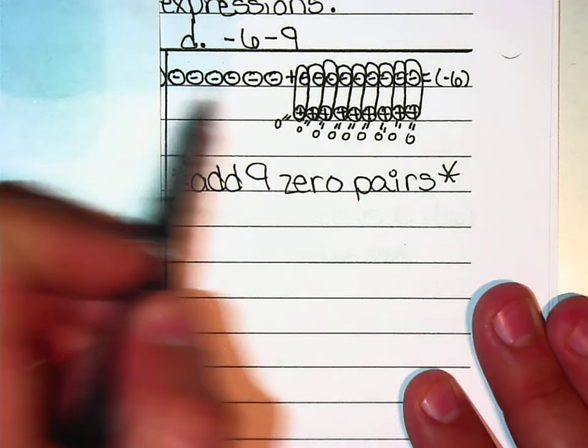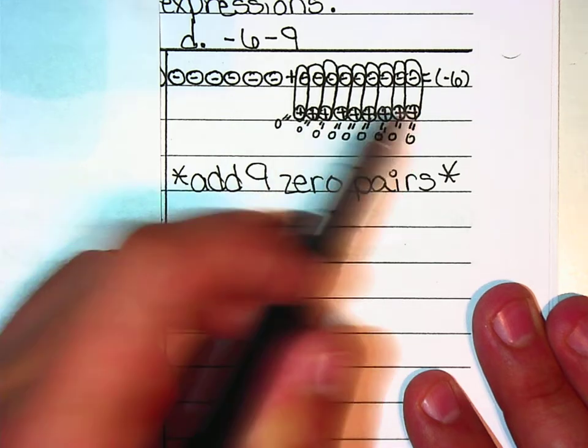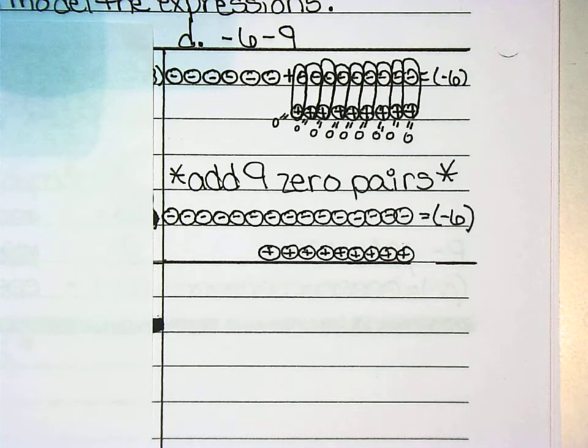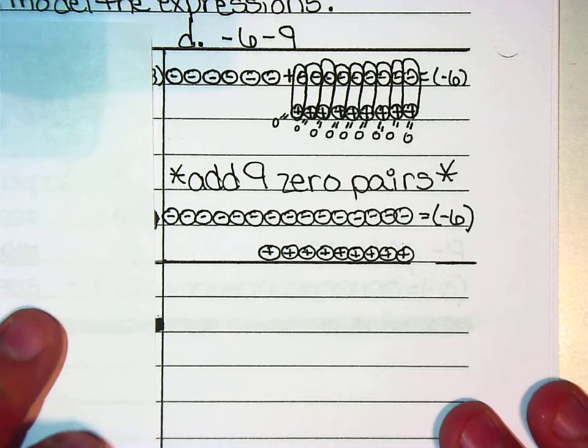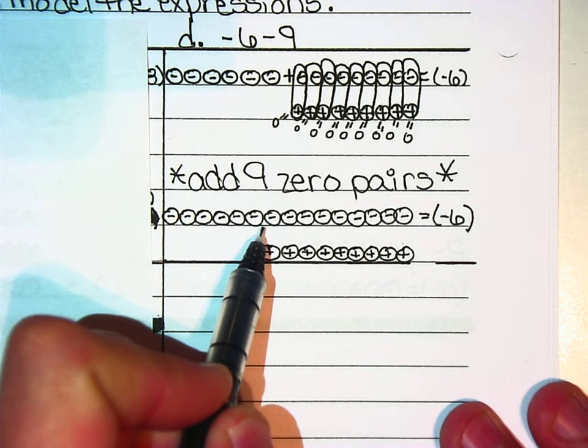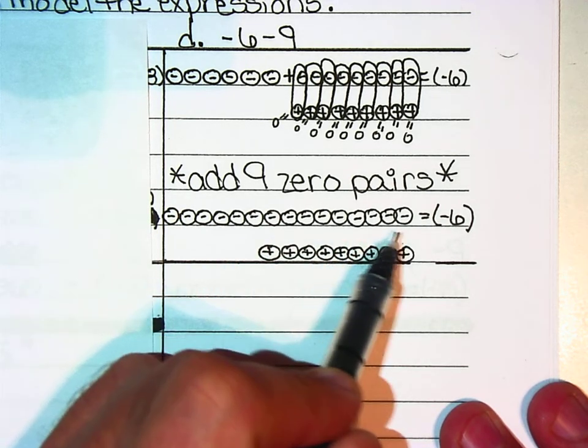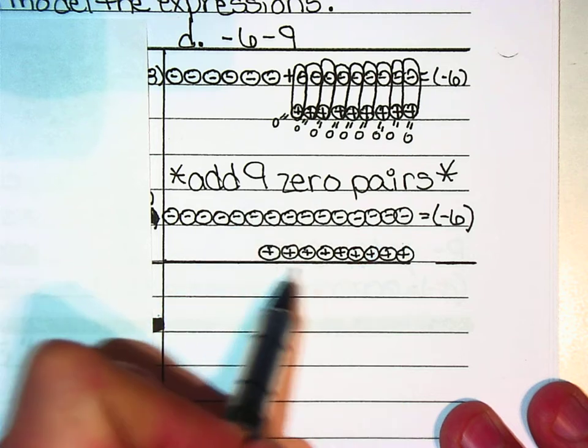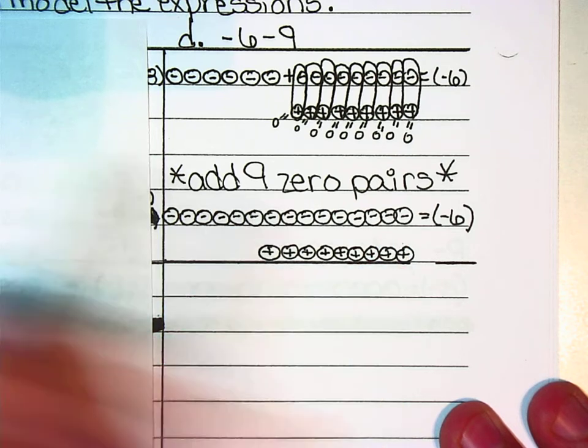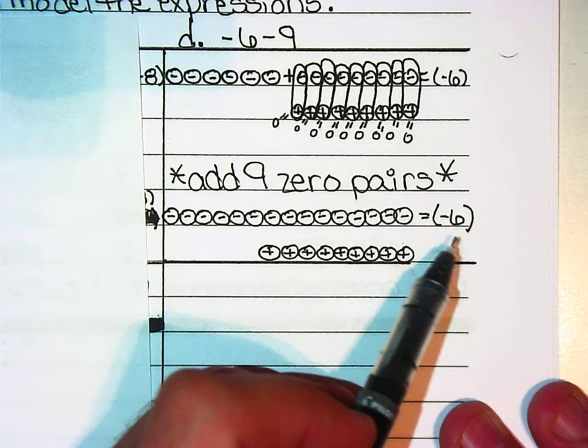Now I'm going to redraw this picture so all my negatives are in one row and all my positives are in another row. When I do that, I get this picture. I have a row of the 6 negatives I started off with, plus the 9 more that came with my 0 pairs. Then I have the 9 positives that also came in those same 0 pairs. My value is still negative 6.